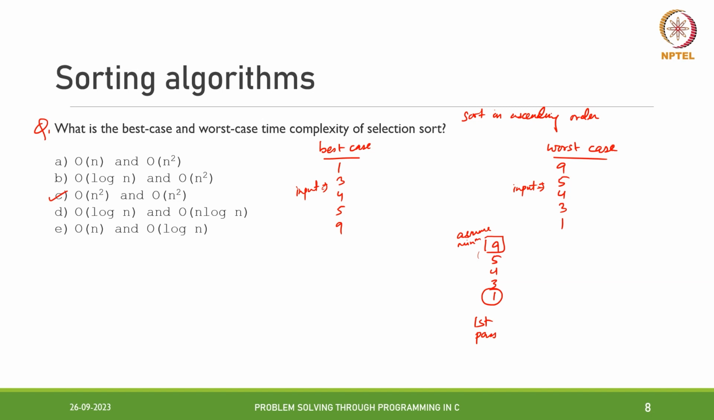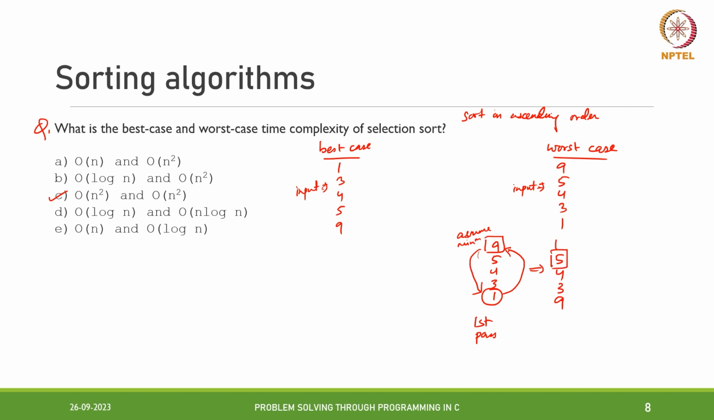You can see that currently in this array, 1 is the minimum element. Now we will swap 9 and 1. We find out the minimum element, and we swap it with our current element. So after this it becomes 1 5 4 3 9. So we have swapped 1 and 9.